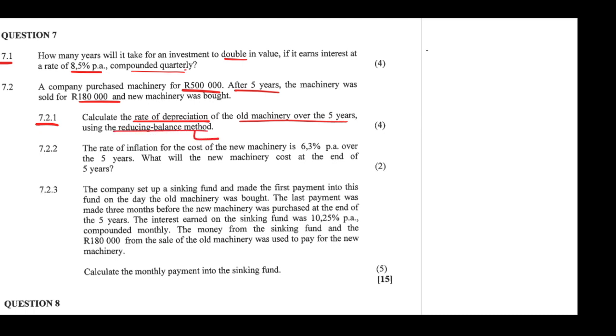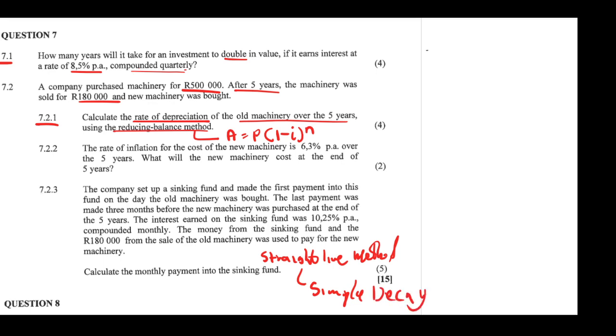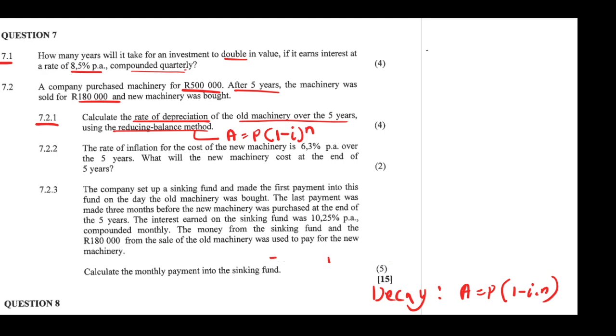When you talk about the reducing balance method, they are talking of a compound decay. When I say compound decay, I mean A equals P into 1 minus i to the power of n. And when they talk about the straight line method, you should know that they're talking of a simple decay, where the formula is A equals P into 1 minus i n. So in this case, we are talking of a reducing balance method to calculate the depreciation rate of this problem.